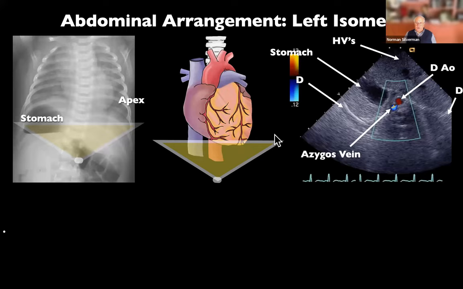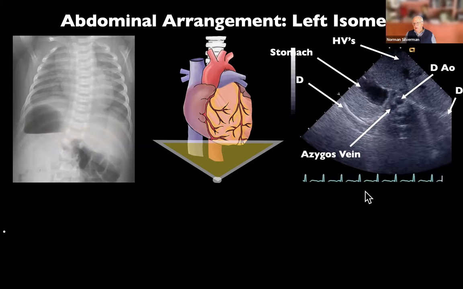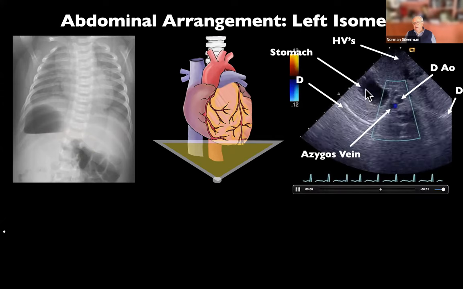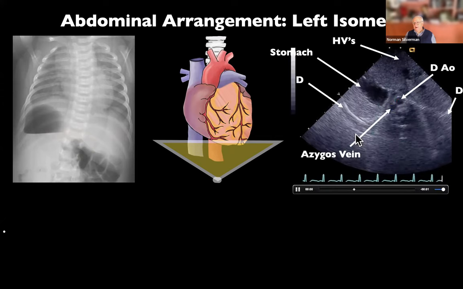So let's just run through a couple of these. Here's the stomach and the apex of the heart. This is what I think is the best radiological definition of heterotaxy. There's misplacement of the abdominal and thoracic organs. Okay. This happens to be an example of left isomerism. And here you can see the descending aorta and the azygous vein have got different colors because the blood is heading in different directions. And the stomach is also here, right-sided.